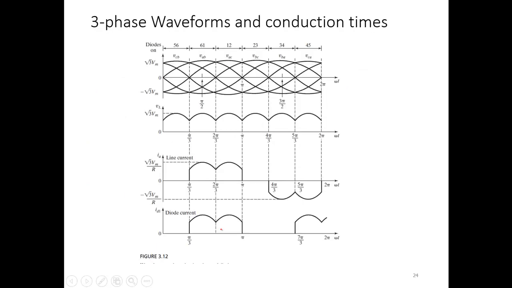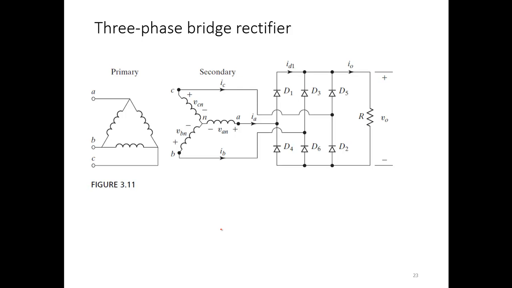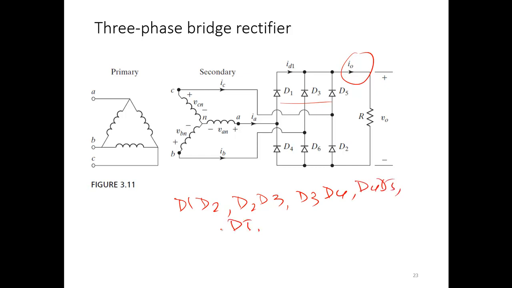If you have a highly inductive load, the output average current will be shared by 3 of them, and the RMS current will be shared by 3 of them. Keep in mind this is the three-phase rectifier. There are 3 on the top and 3 on the bottom. Look at the pairs over 360 degrees: D1 and D2 is one pair, D2 and D3, D3 and D4, D4 and D5, D5 and D6, D6 and D1. There will be 6 combinations.